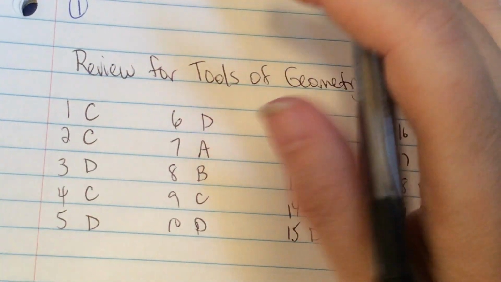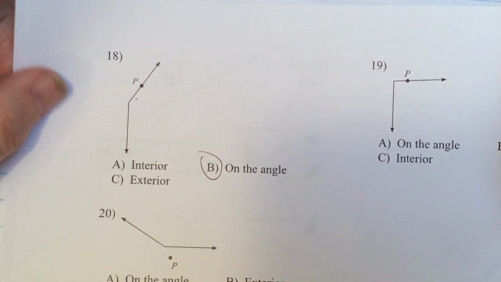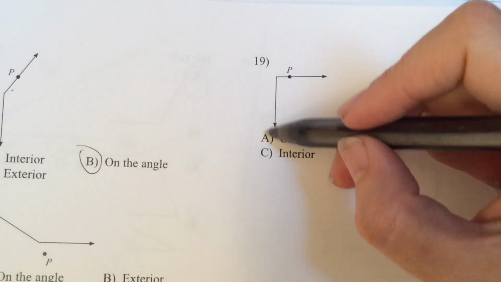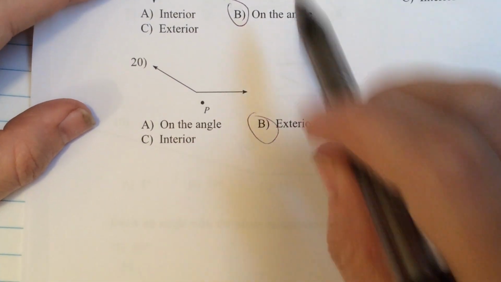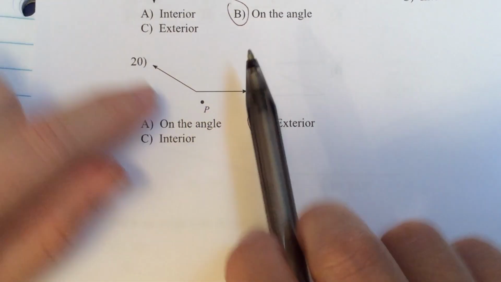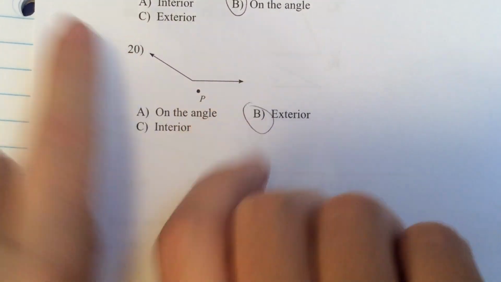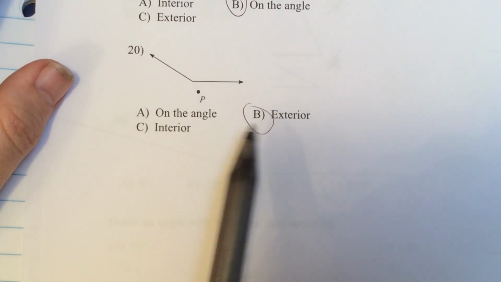Okay, let's go to number 18. Number 18 is on the angle. The point is directly on top of the angle. Number 19 is on the angle. It's on this ray here. And number 20 is exterior. This is not in between the two scissor blades. If you thought about them like scissors coming in, this P would not be in that. It's not interior, it's exterior.